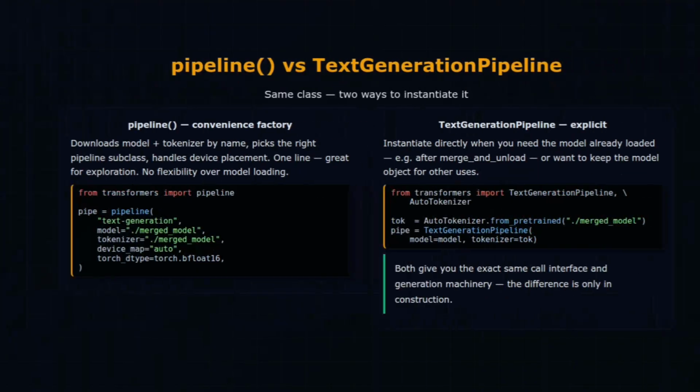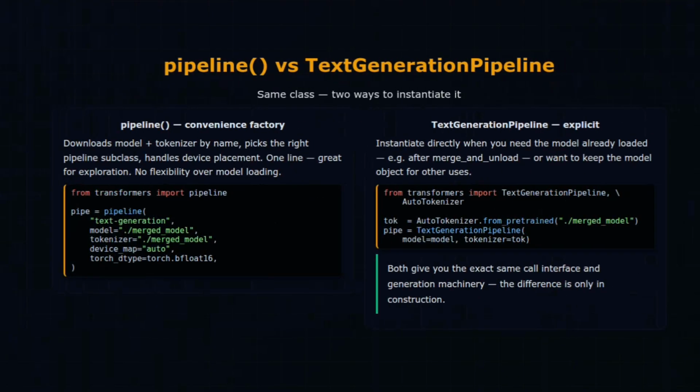Now that the model's loaded, the Hugging Face inference entry point is the pipeline API, specifically TextGenerationPipeline for text generation, though most of the time you reach it through the pipeline convenience factory. The pipeline factory takes a task string, text-generation in our case, a model path, a tokenizer path, dtype, and device placement, and returns a fully configured text generation pipeline. It's one line, it downloads everything if you pass a hub name, and it's what most tutorials show.